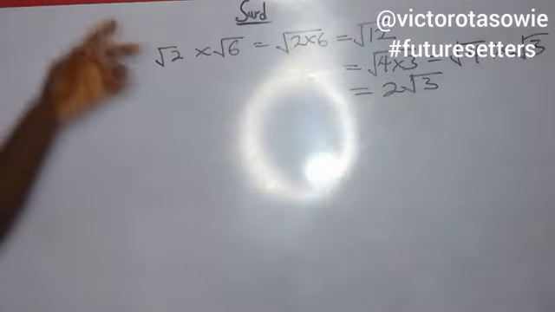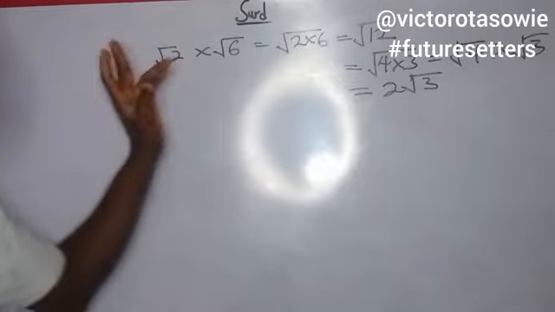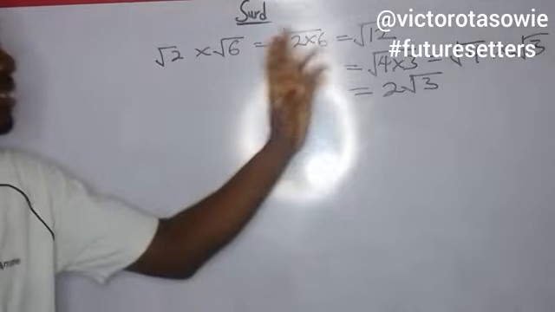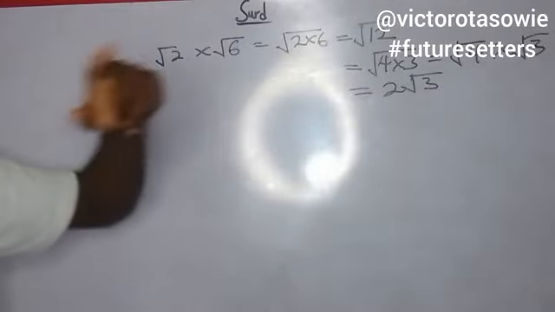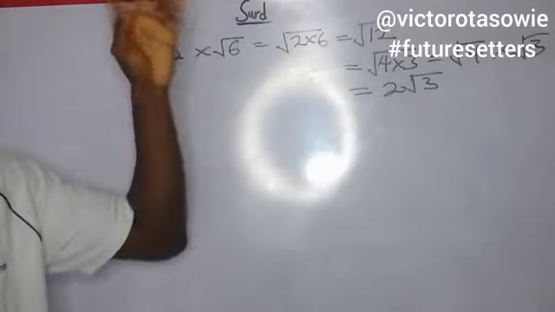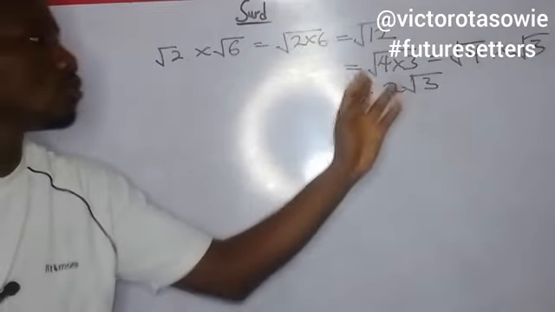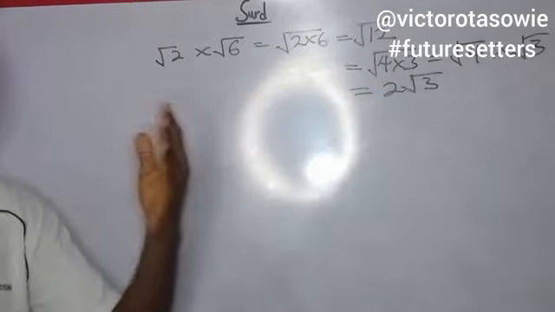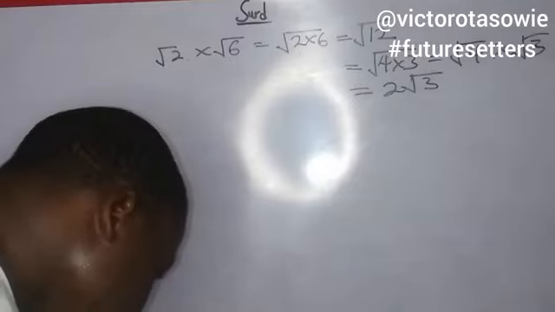So whenever you have a question like this, root 2 times root 6, you open the square root to give you root 2 times 6. Now, 2 times 6 gives you root 12. Now, root 12 will give you root 4 times 3. What's 4 times 3? 12. Now, what's the square root of 4? 2. You bring 2 out. So it now becomes 2 root 3. Then we have another question.